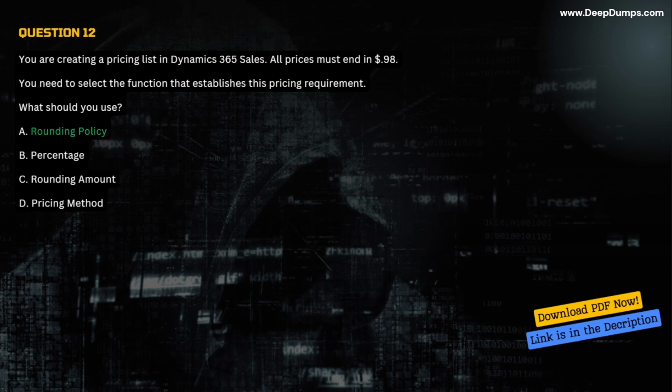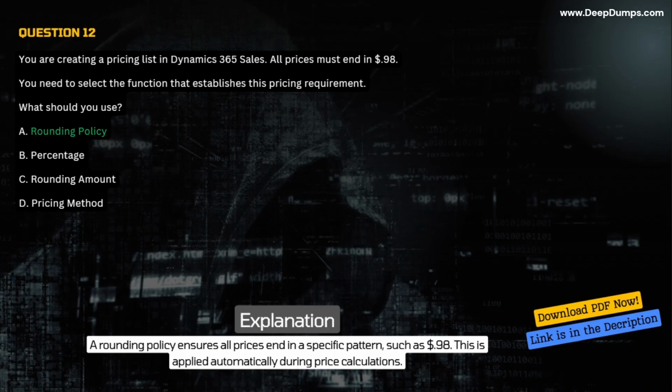Correct answer A. Rounding policy. Explanation. A rounding policy ensures all prices end in a specific pattern, such as 98 cents. This is applied automatically during price calculations.